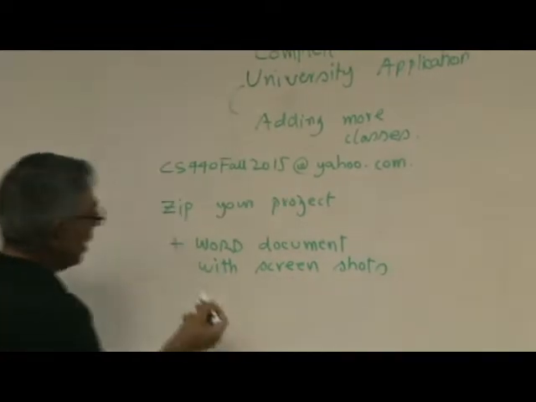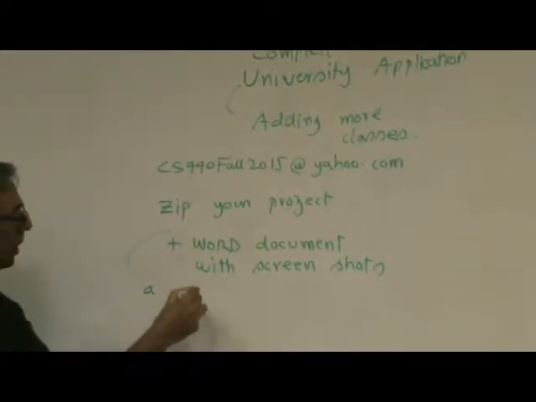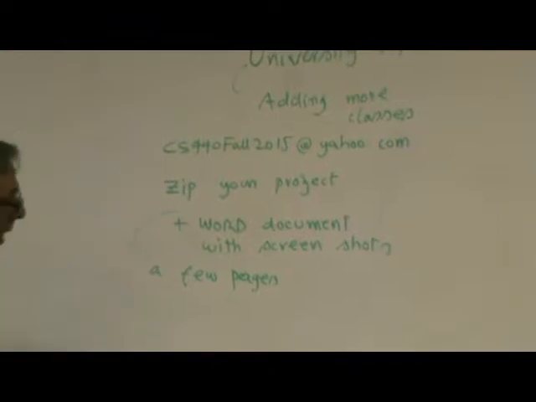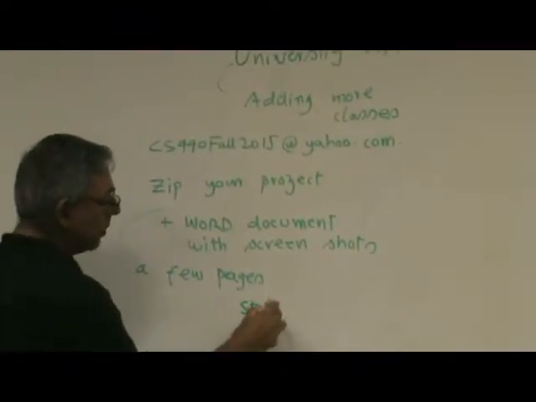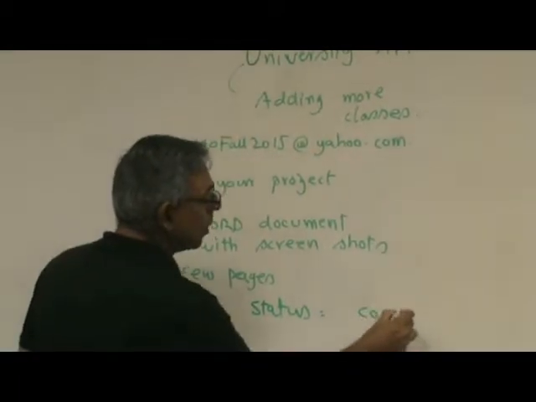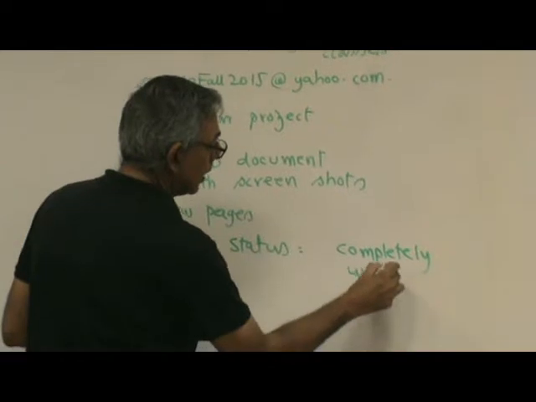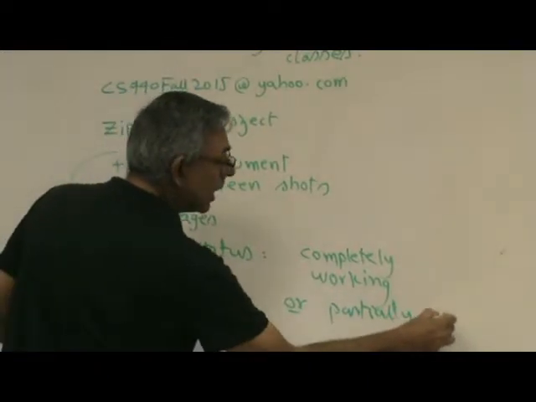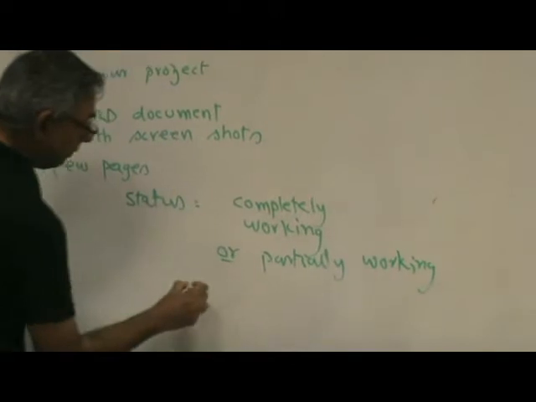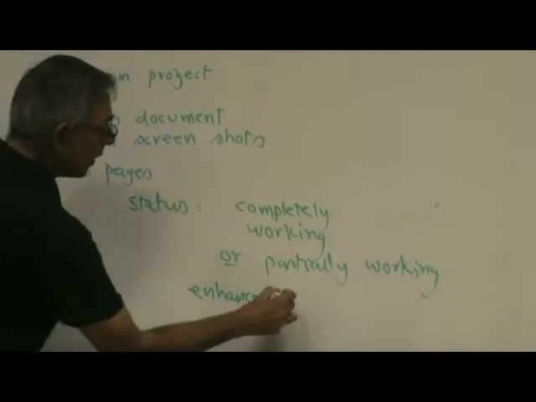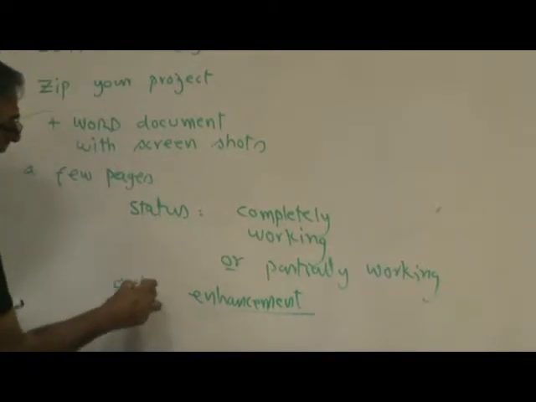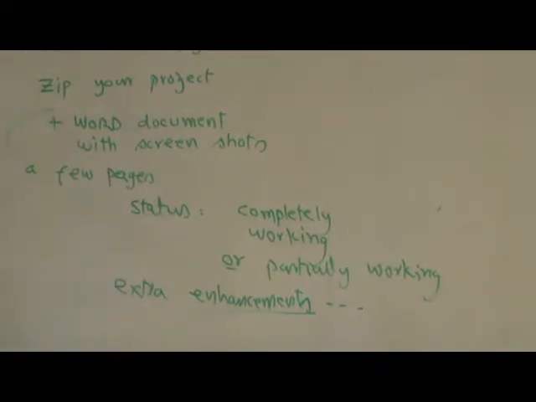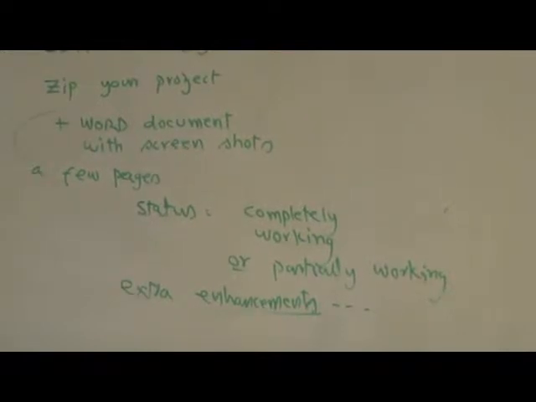This does not have to be too big, just a few pages or one page, depending upon how complex the assignment is. And you should also mention the status of your assignment: completely working, or there are some errors, or partially working. If you went beyond the requirements and did some extra enhancements, make sure you mention those so that the graduate assistant can appropriately grade it and give you the due credit.